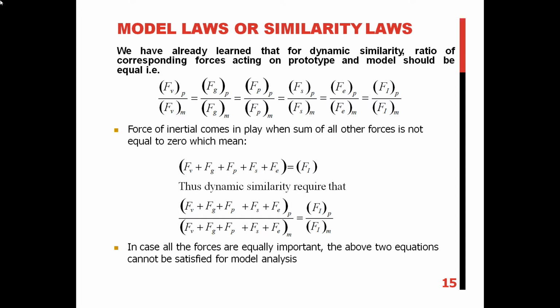In case all the forces are equally important, the above two equations cannot be satisfied for model analysis. So what do we do? We keep the inertial force on the RHS, and we add up all the other forces except the inertial force on the LHS, and we make it equal to the inertial force on the RHS. So here we are trying to show that the LHS will be equal to the RHS, or in other words, the forces in the particular equations when subjected to the model laws are equal.